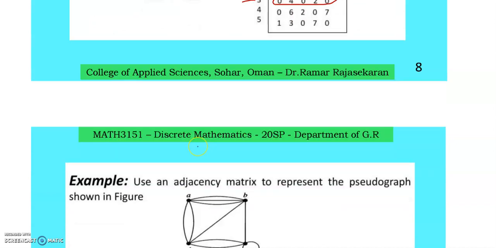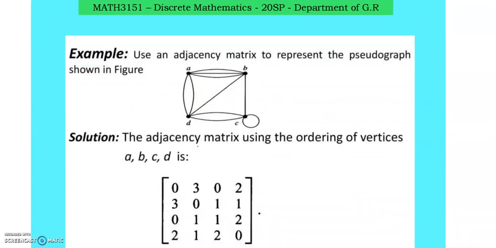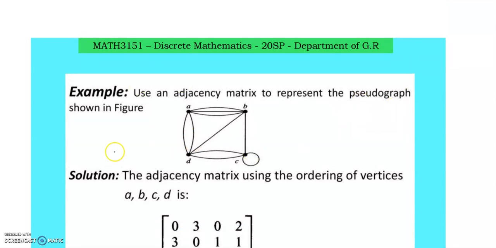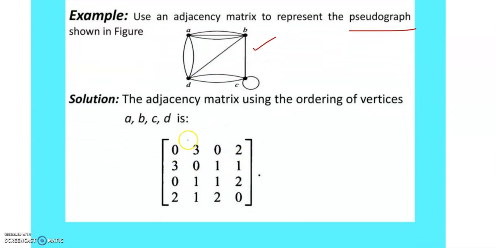Okay, now we'll see the adjacency matrix for this pseudograph. Now how many vertices? A, B, C, D. You write here A, B, C, D. Now we are going to write the adjacency matrix for the vertices.